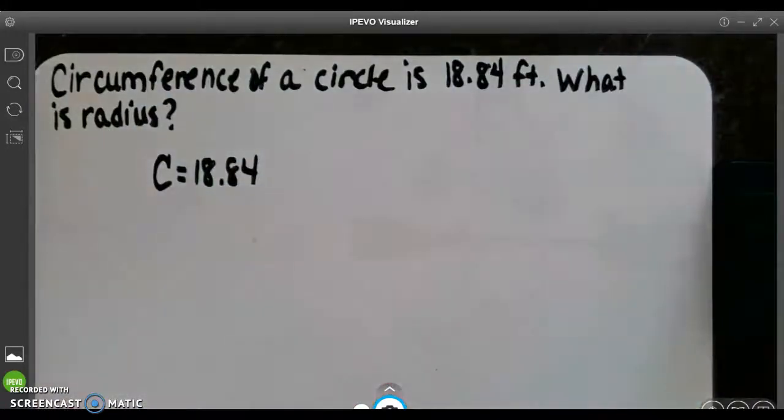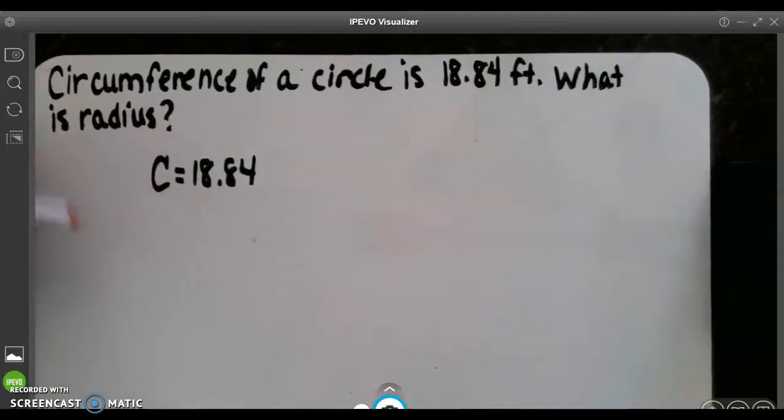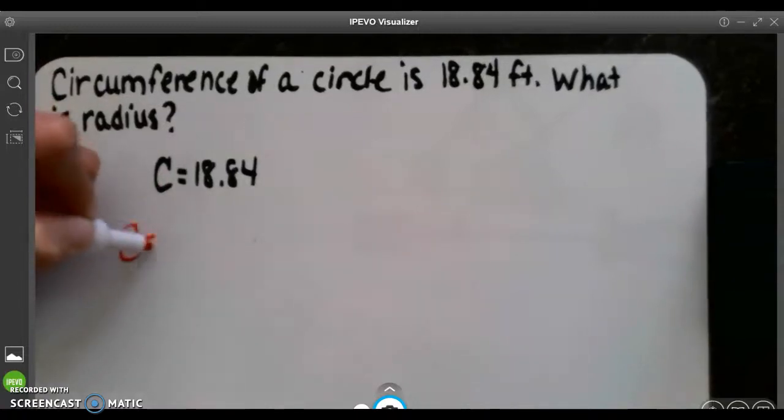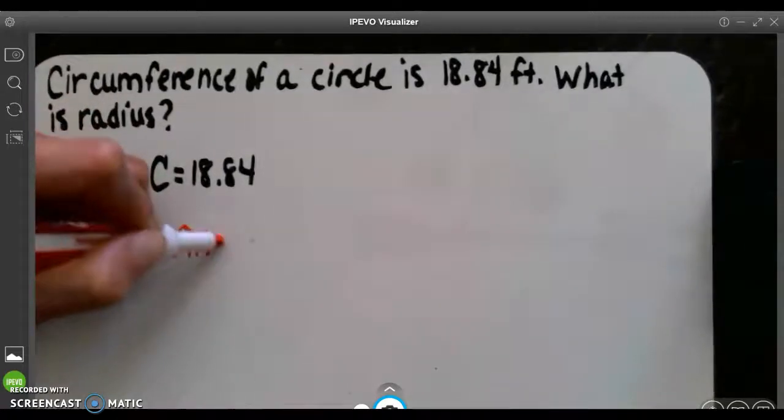Okay, so here's a circumference problem. The circumference of a circle is 18.84 feet. What is the radius? This is different than what we've done, but we're still using the same formula. We want to know the radius, so let's use circumference equals 2 times pi times radius.